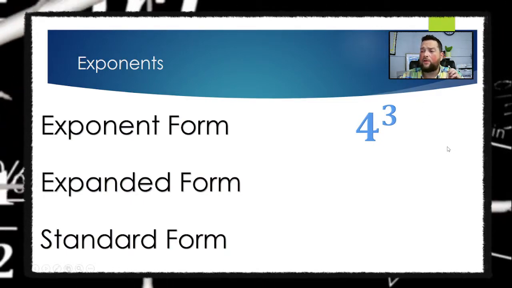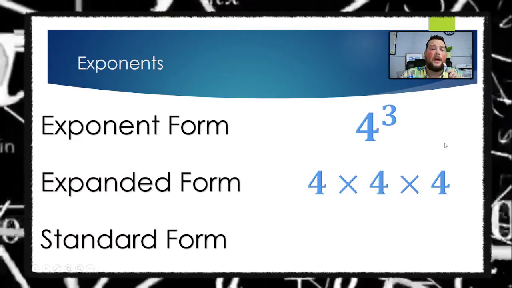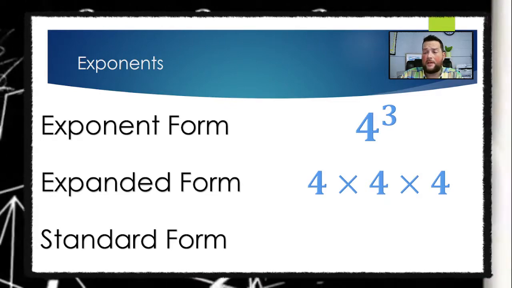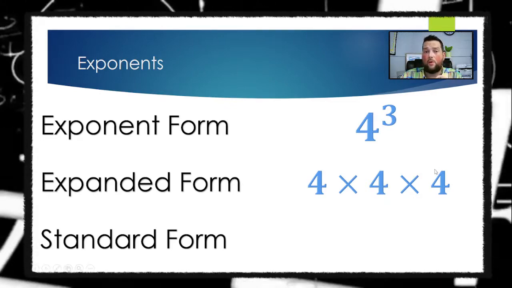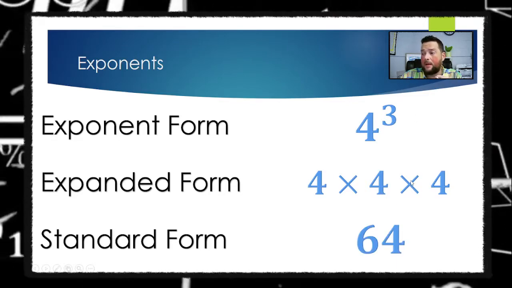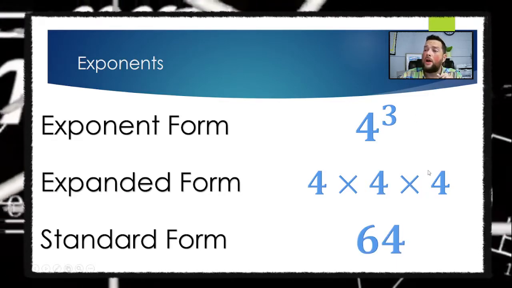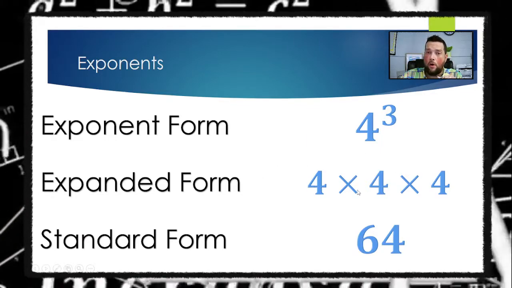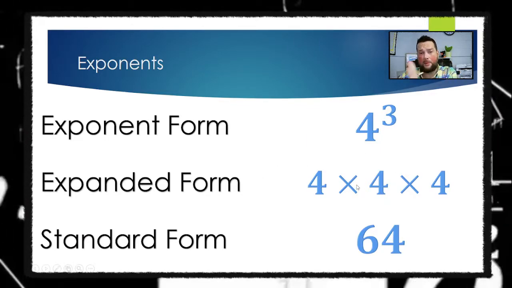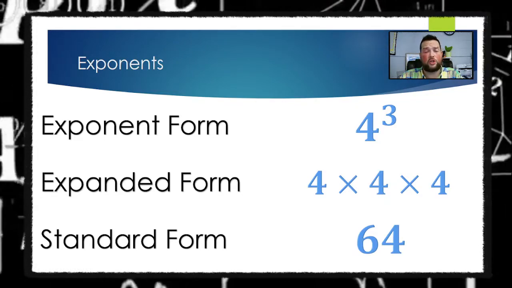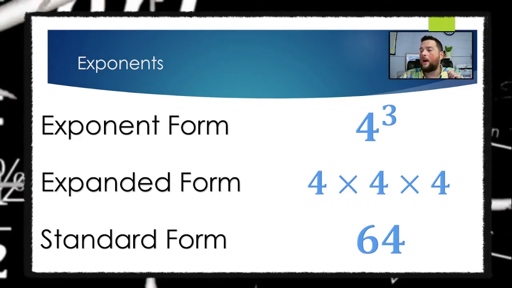All right, if you tried this one at home, the expanded form is going to be the base of 4 written in a multiplication problem 3 times. So you've got 4 times 4 times 4. And 4 times 4, that's 16, times another 4 is 64. So the exponent form would be 4 to the power of 3. The expanded form would be the 4 written out in a multiplication problem repetitively 3 times. And then the standard form is just the answer, and that's 64.